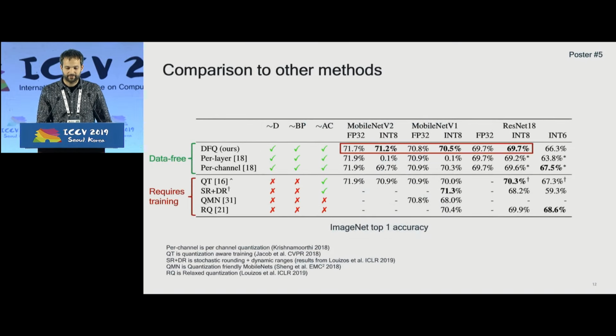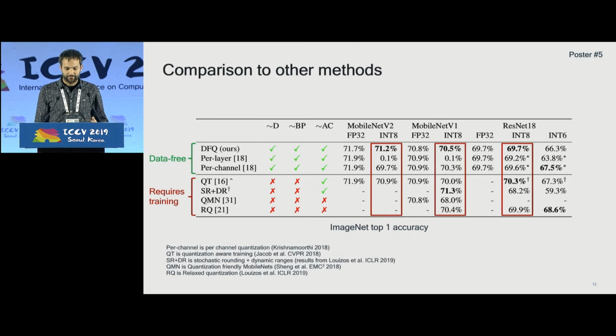We evaluated data-free quantization on several challenging ImageNet models and get close to floating point performance using 8-bit quantization. DFQ outperforms all other post-training quantization methods, including per-channel quantization. It also shows competitive results with more complicated training-based methods, such as relaxed quantization or stochastic rounding.